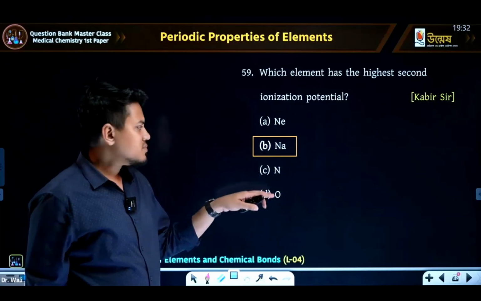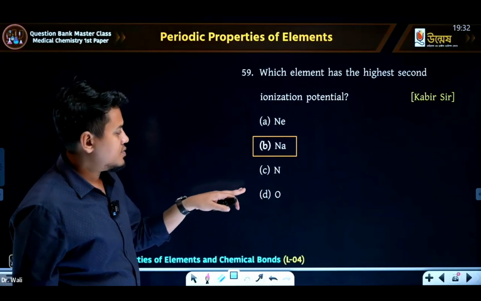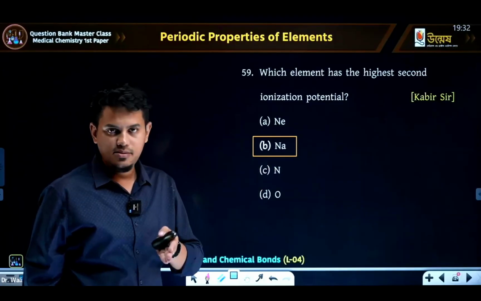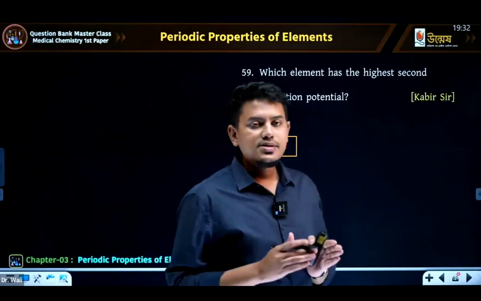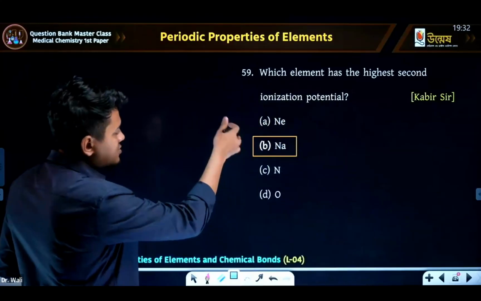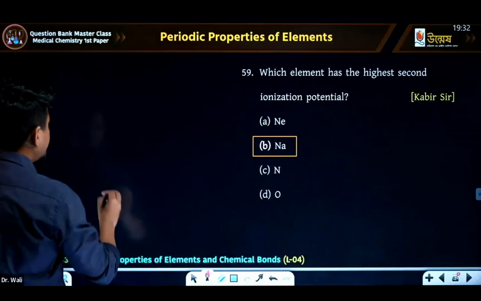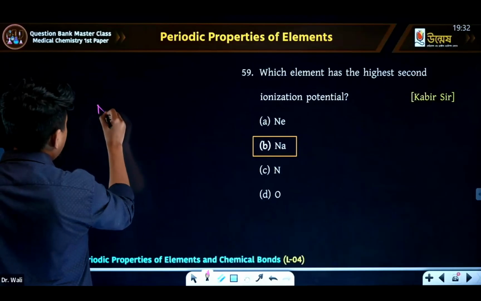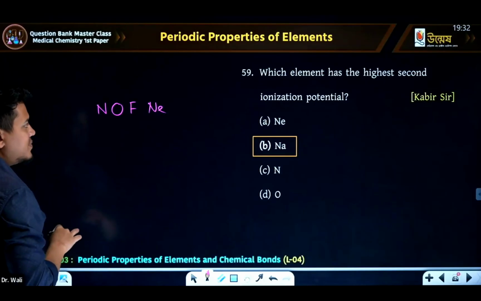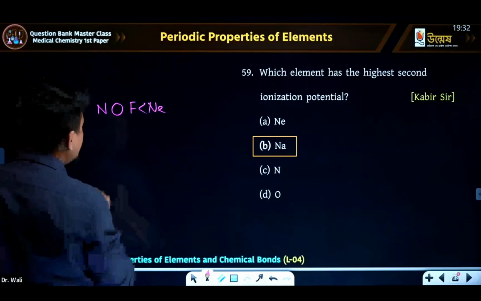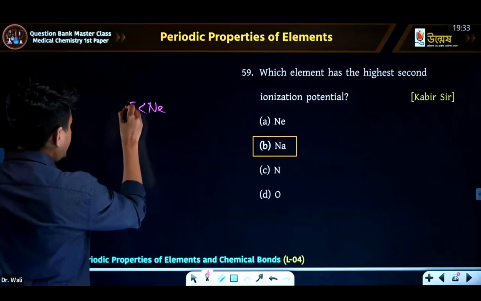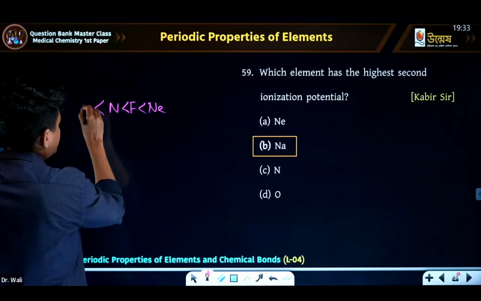And as we all know, ionization energy will increase from left to right and decrease from top to bottom. So neon, nitrogen, oxygen will be the answer? Let's see. Nitrogen, oxygen, fluorine, neon, all of them are in the same period. The highest ionization energy is shown by neon. Then there will be fluorine. Then instead of oxygen, it will be nitrogen. Then it will be oxygen.